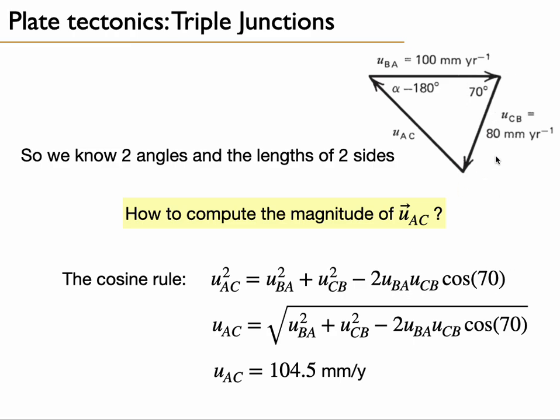UCB and UBA we know. These are the two velocities we know. So we can compute UAC. In this example, UAC would be 100 millimeters per year. 104.